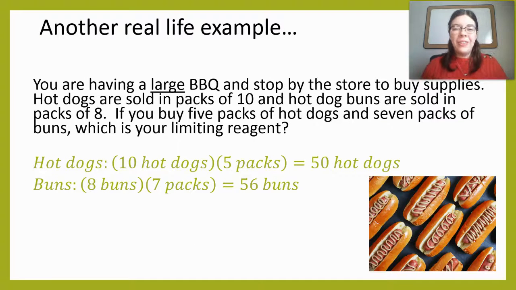Okay, so for a slightly different take on that, you're now having a large barbecue. So you stop by the store to buy some supplies. This time, you end up buying 5 packs of hot dogs and 7 packs of hot dog buns. Okay, so we want to figure out which our limiting reagent is. So the way we do this, we first need to find out how many we have of each individual item. So we have 50 hot dogs if we have 5 packs of 10. And we have 56 buns if we have 7 packs of 8 buns.